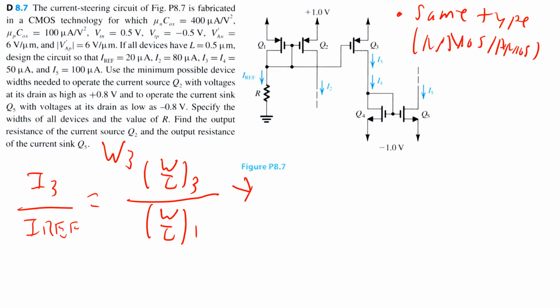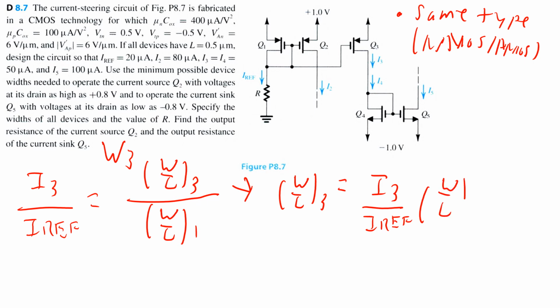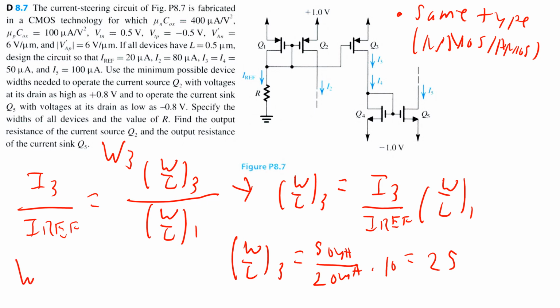But we can proceed with W3. So W divided by L for Q3 is equal to I3 divided by Iref multiplied by the width divided by length parameter for Q1. And again, this is just purely scaling. So I3 is equal to 50 microamps, Iref is equal to 20 microamps, and W divided by L for Q1 is equal to 10. So this is equal to 2.5 times 10, or 25. So therefore, W3 is equal to 25L, where L is still just 0.5 micrometers. So W3 is equal to 12.5 micrometers. Now let's move on to Q4.